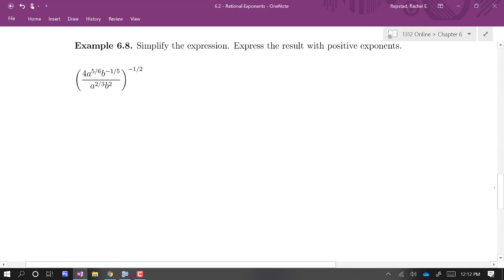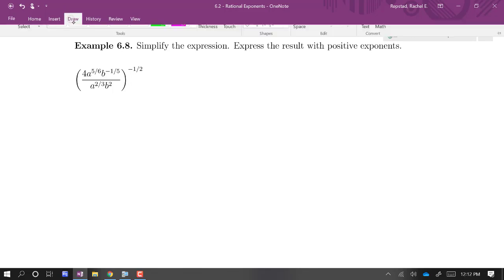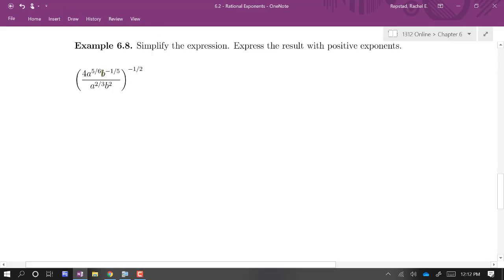Alright, let's do another one. I've got negative exponents here. I've got b to the negative 1/5 inside, and then I'm raising the whole thing to the negative 1/2 power. So I'm going to start by trying to simplify what's inside the parentheses. And I'm going to begin by putting that b to the negative 1/5 in the bottom, changing it to the positive 1/5.